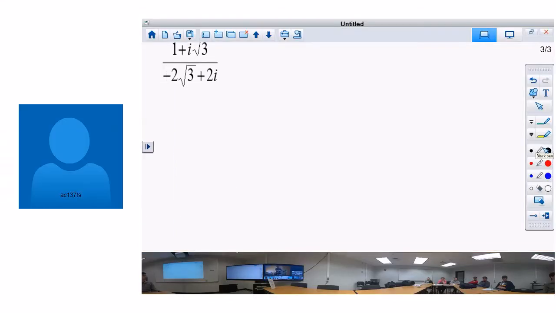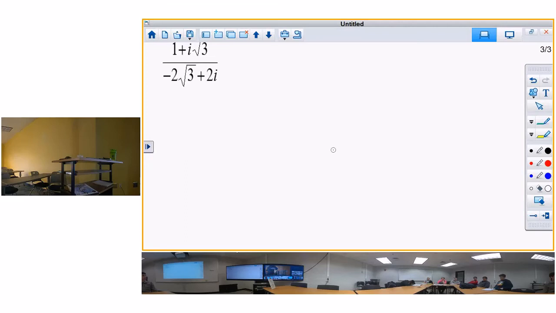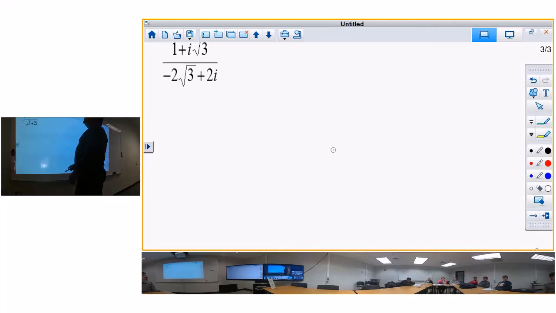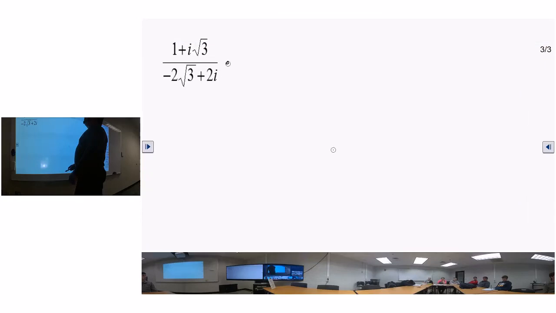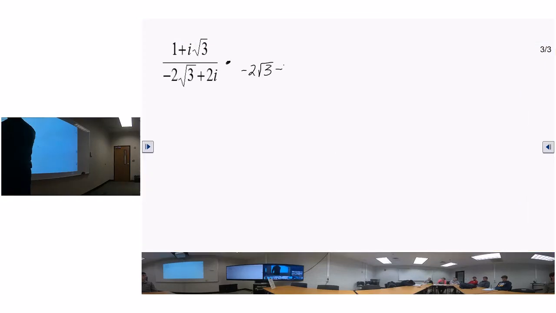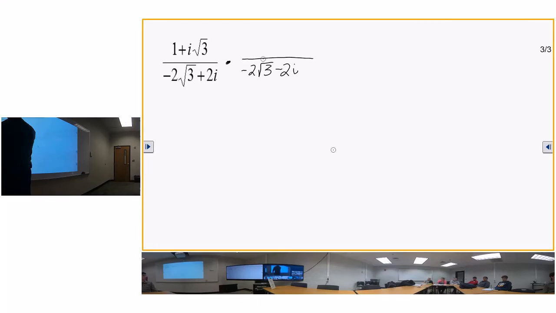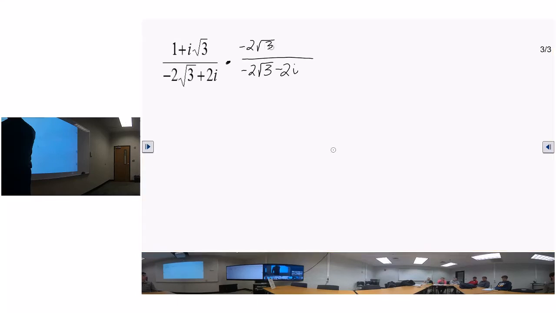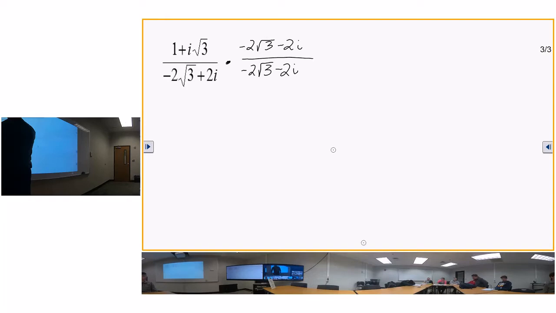Say it one more time, a little bit louder so everybody can hear you because they can't interact. Square root of 3 minus 2i. So I'm going to multiply by negative 2 square root of 3 minus 2i over negative 2 square root of 3 minus 2i. And of course, most of y'all do what after this? Quit. Because that's just too much work.